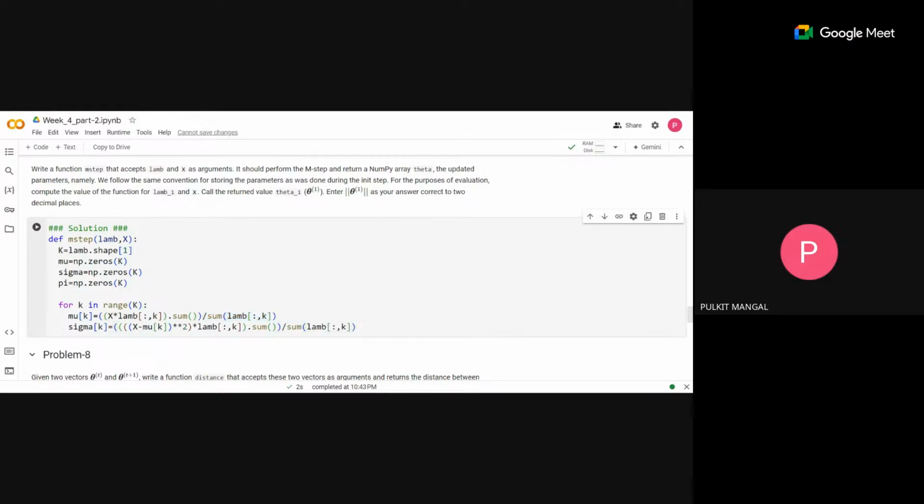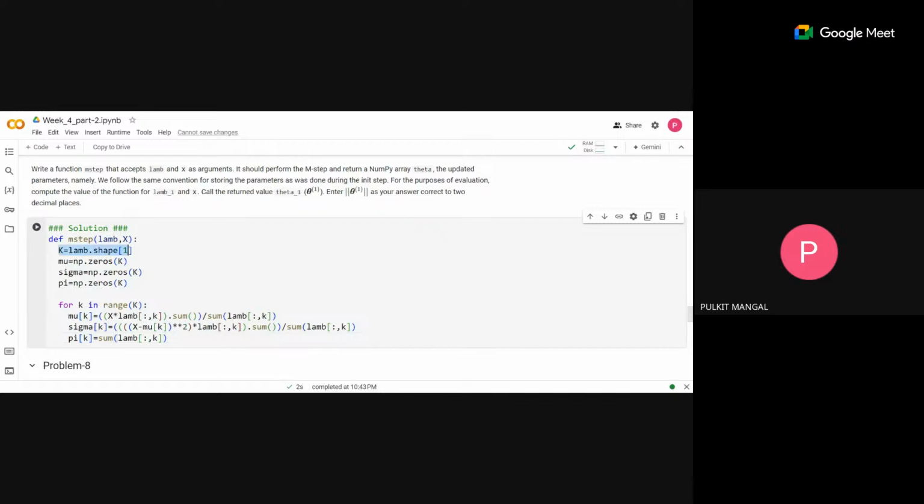Okay, is the sigma part clear? Okay, so should we move towards the pi k part also? Pi k is simple, right? It is just the summation of this, and we will divide by the n, that is the number of data points.